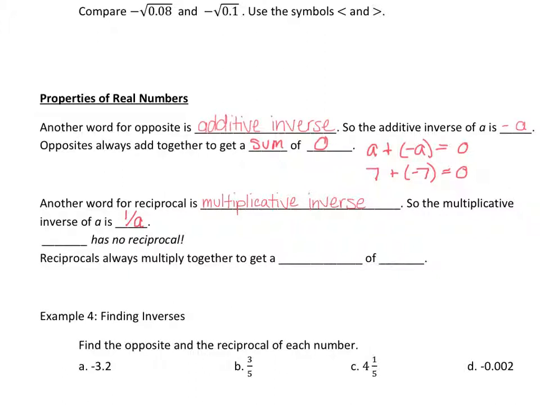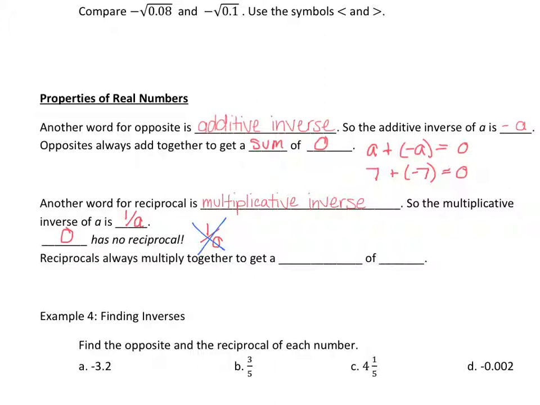Now, there's one number that does not have a reciprocal. 0. 0 doesn't have a reciprocal because we cannot divide by 0. Remember, paper catches on fire, calculator blows up. Can't happen. Poof. If only that really did happen. It'd be really cool. Kind of.